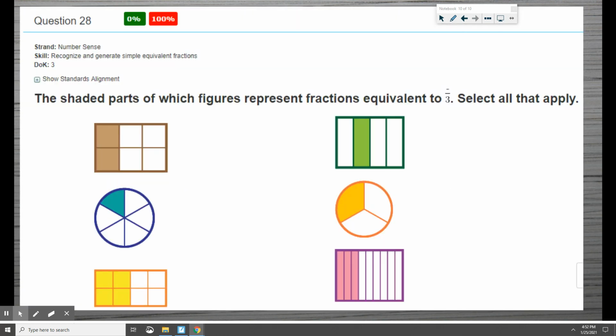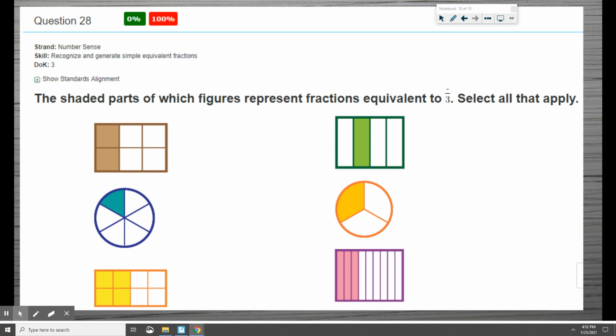So looking at question number 28, this is a question that's been on the evaluate. This is one that I don't expect you guys to know because it is a skill that you are just learning. But 0% got this right, meaning nobody got this right. So our goal is to increase this one by answering it correctly.